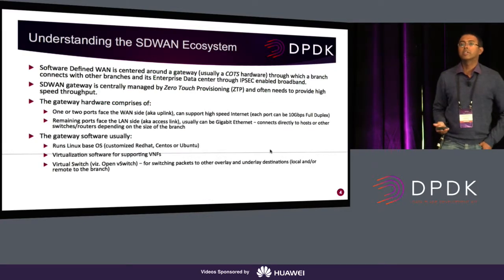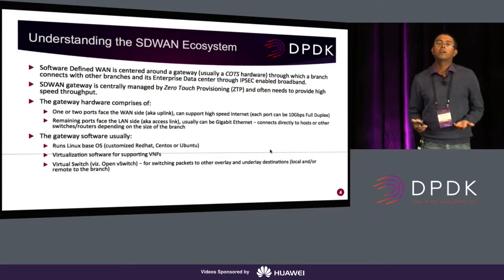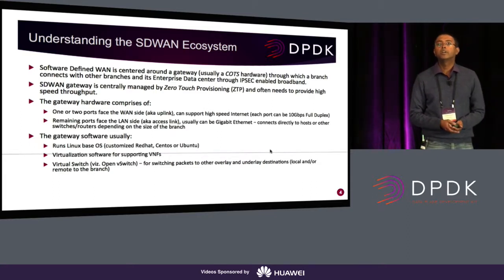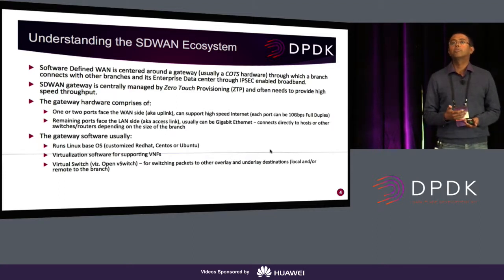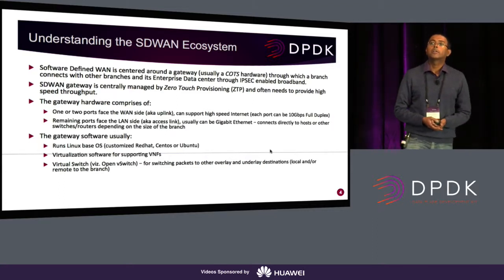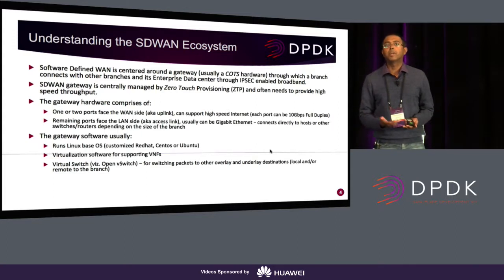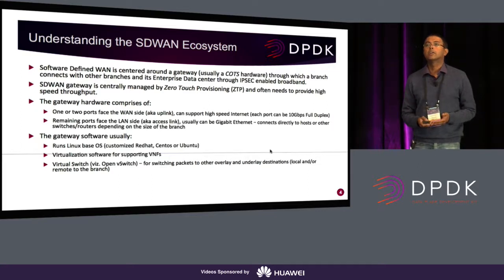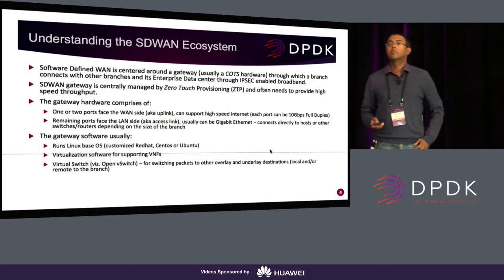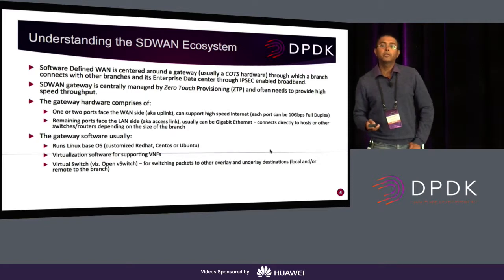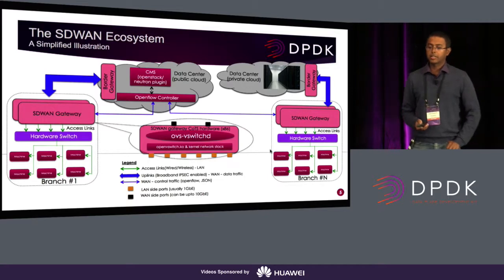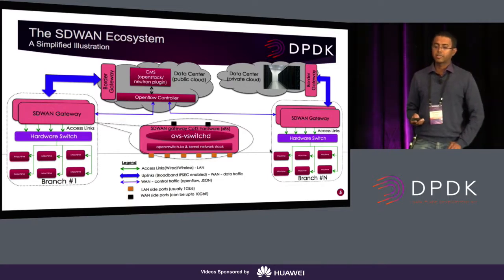So we have the SD-WAN ecosystem, which is like we have a set of enterprise branches that want to talk to the cloud, which could be their private cloud, or it could be a hybrid cloud, where the actual data center is. And each branch tries to talk to the cloud with x86-based commodity off-the-shelf hardware, which we call the SD-WAN gateway. So this SD-WAN gateway is the center of our architecture. Pictorially, this can look like this at a very high level.